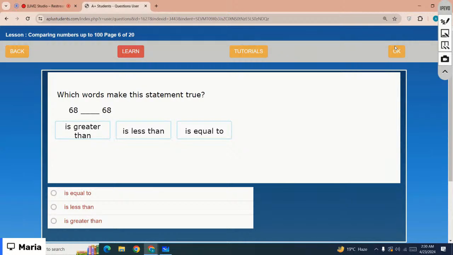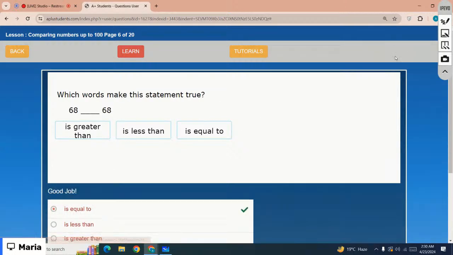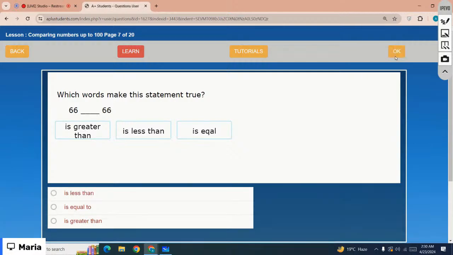Which words make the statement true? 68 and 68, which is the correct option? They both are exactly equal, right? Okay, you can complete the lesson by yourself later today. Let me just move on to next lesson.